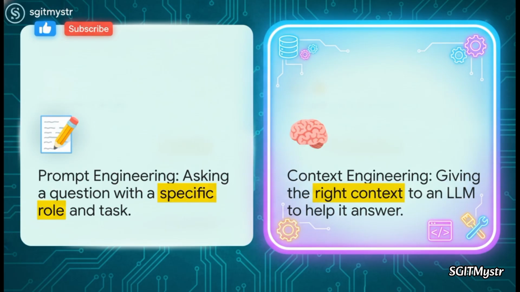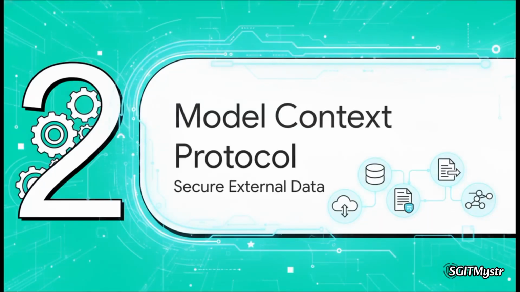We're talking about injecting external data, strict formatting rules, live database configurations, and actual tool responses directly into the model's context window. The big question, though, is how do we actually pull this off securely and efficiently? That leads us to section 2, the Model Context Protocol, or MCP.